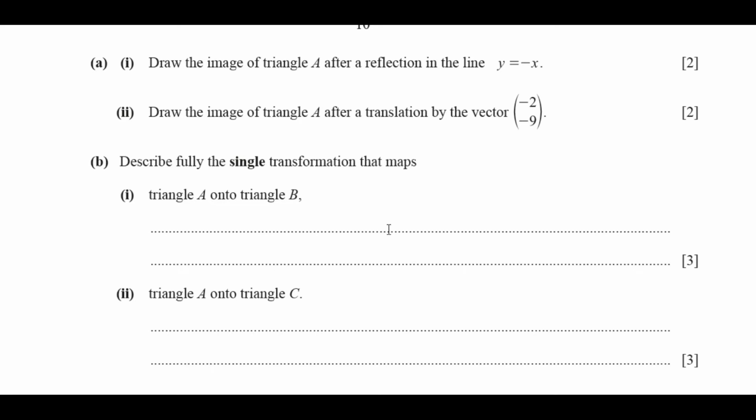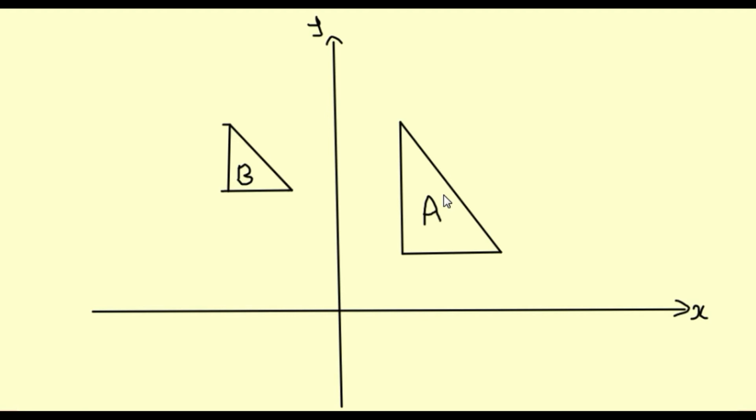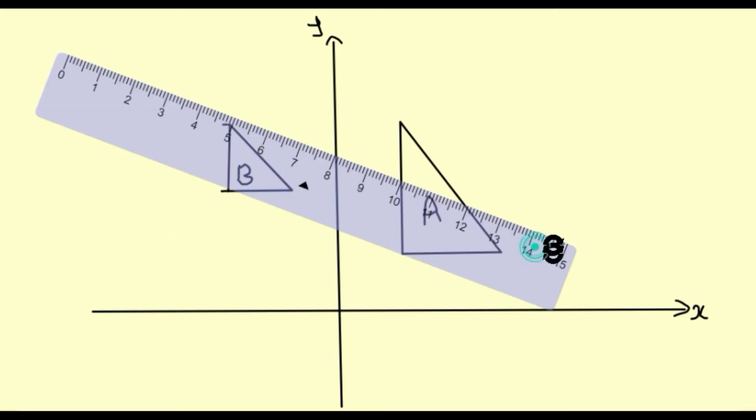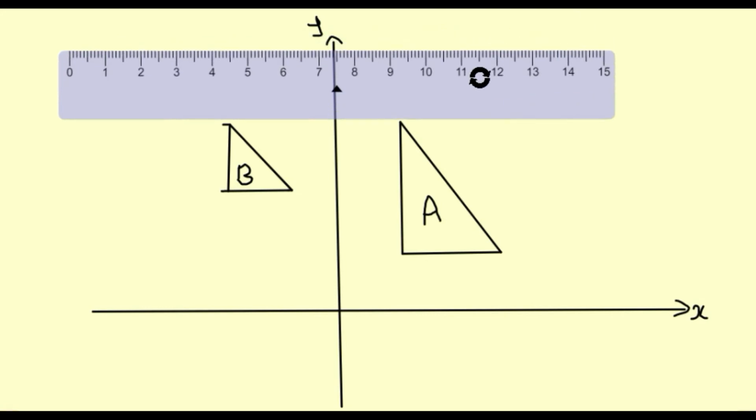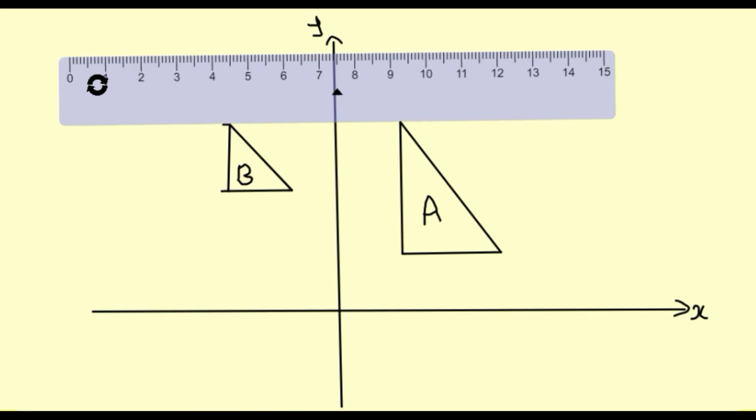Now we look at this question, triangle A onto B. We have to describe what type of transformation it is. If it is an enlargement, there should be a center of enlargement and a scale factor. That we are going to find. How to find the center of enlargement? Take your ruler, then coincide with the corresponding vertices. These are the corresponding vertices. Then take your pencil and draw a line passing through these two vertices, extending the line.